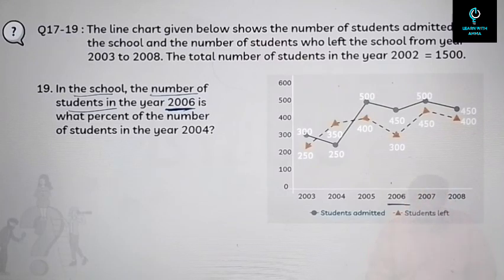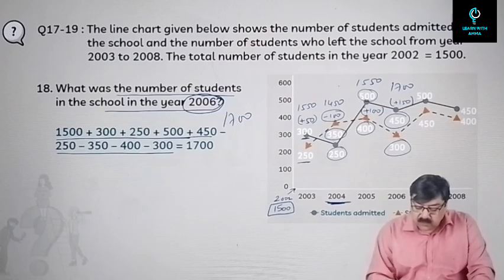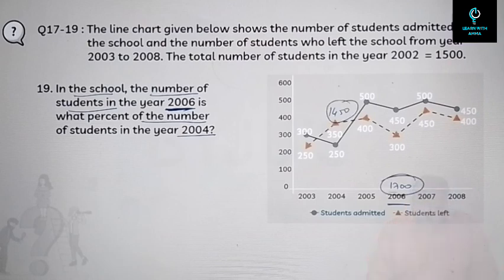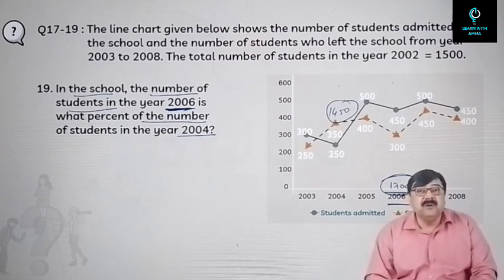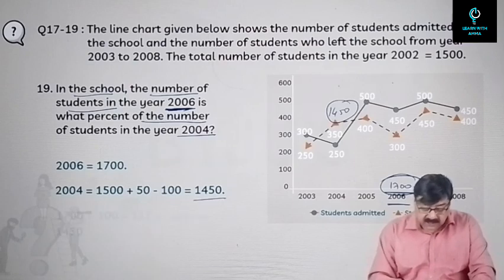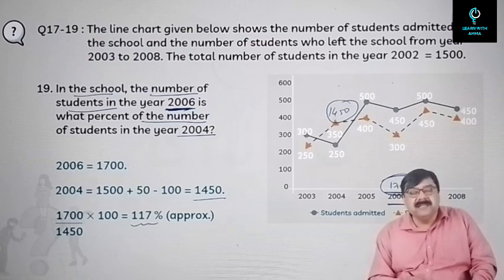In the school, the number of students in the year 2006, that is, we found out in the last slide that it was 1700, is what percent of the number of students in the year 2004? So let's go back to the previous slide. In 2004, the number of students was 1450. So 1700, that is the number of students in 2006, is what percent of the number of students in 2004? That is 1450. We have solved such kind of questions. Initially itself, I had illustrated this type. 2006, 1700 students, 2004, 1450. So 1700 is what percent of 1450? And this is nearly 117% approximately.